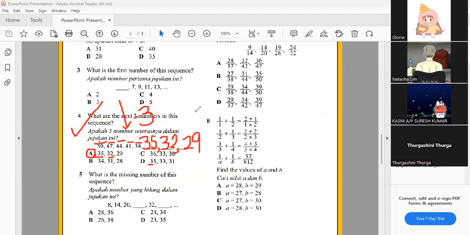Gloria already said this is super easy for her. Well, if we finish this, we'll move on to the next topic. All right, let's go on.